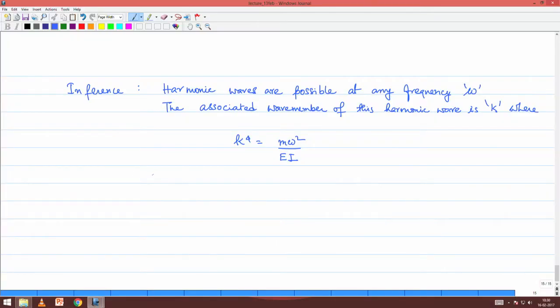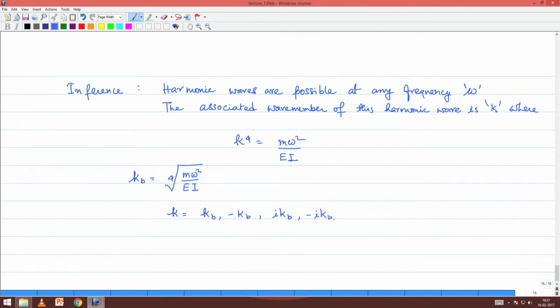So, let us say that we call kb the positive 4th root of m omega square by E I. That means, as you take the square root in your calculator, if you take the square root twice, the number that you get is kb. Then the roots of k will be kb, minus kb, but also i kb and minus i kb, right.